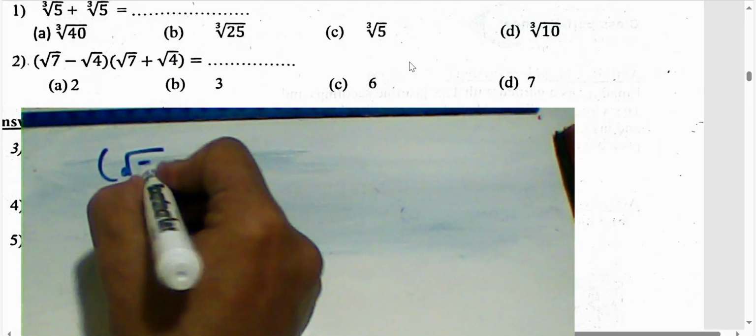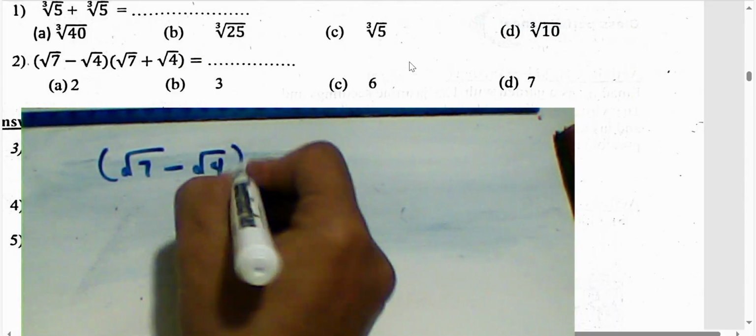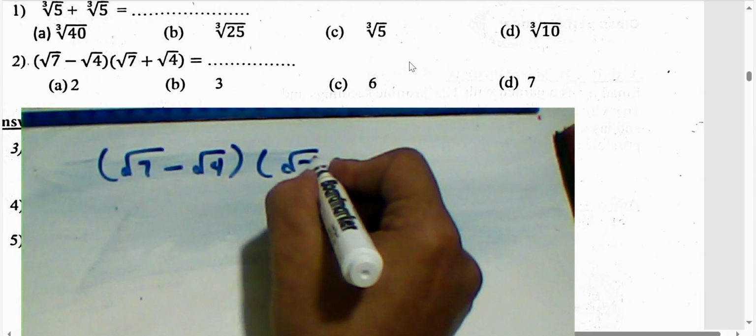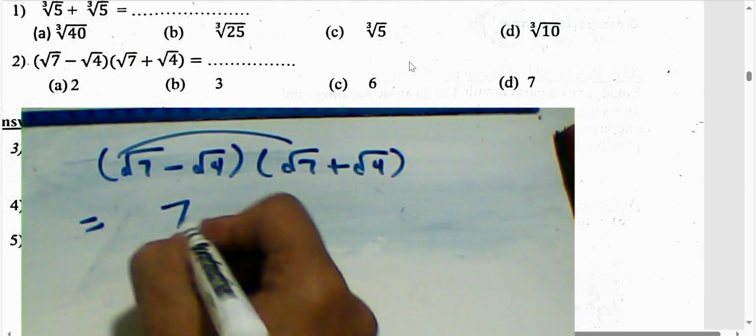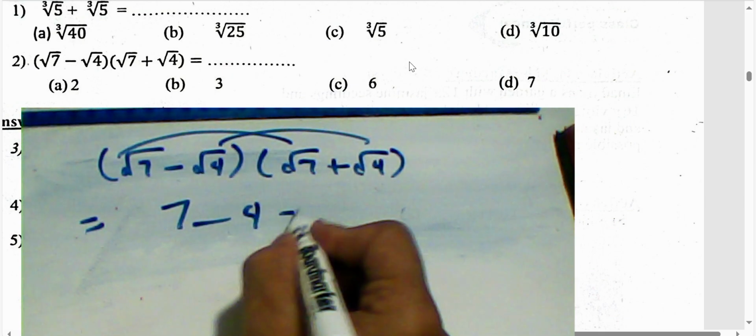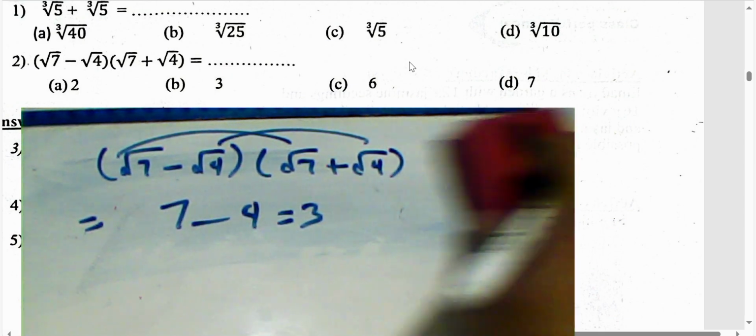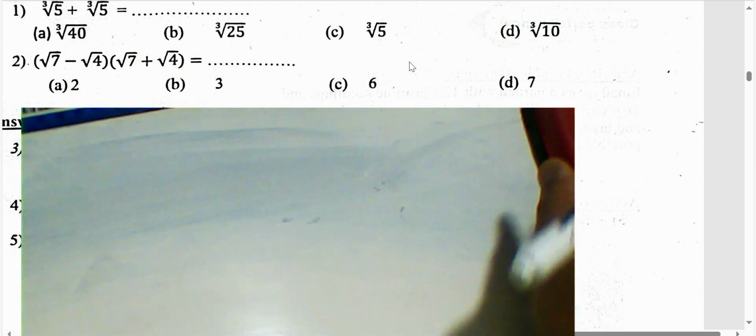Product of root 7 minus square root 4 and square root of 7 plus square root of 4. First by first equals 7 and second by second equals 4. 7 minus 4 equals 3. Next example.